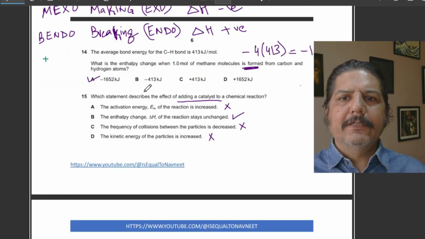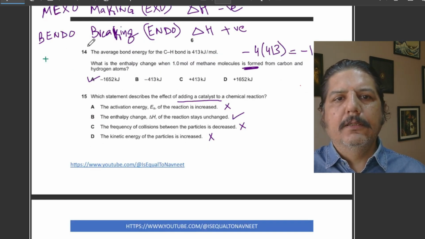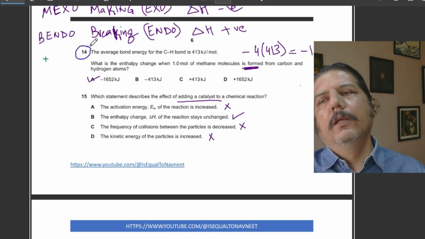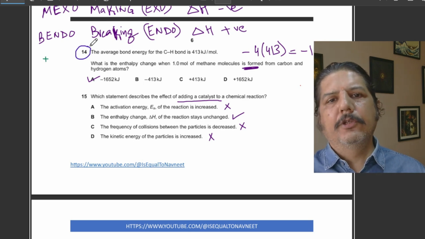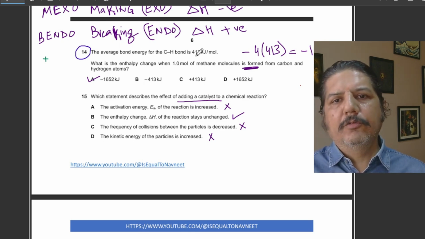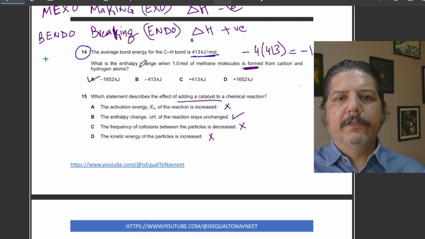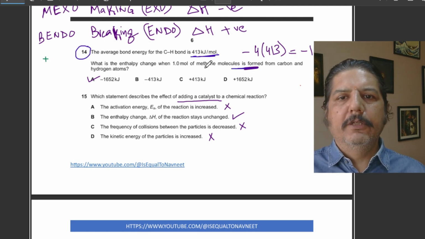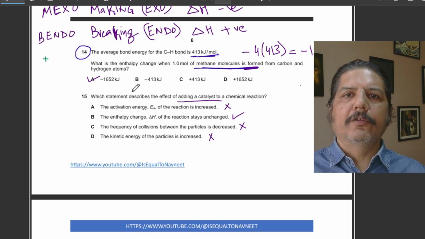Now, usually these kinds of calculation questions come in the numerical part, but they have asked this in MCQ. The average bond energy of a C-H bond is 413 kilojoule per mole. What is the enthalpy change when methane is formed?